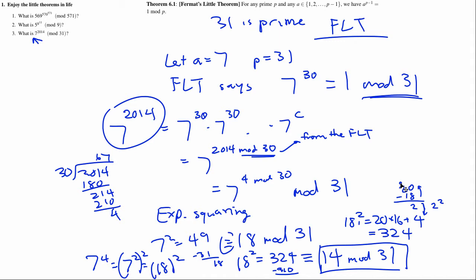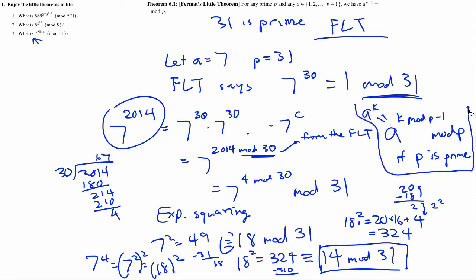The main thing here is we can generalize from Fermat's little theorem to tell us that we can have a to the k mod p minus 1 mod p if p is prime. Or a to the k equals a to the k mod p minus 1. And this is just easily derivable from Fermat's little theorem, but it's a really handy shortcut because it basically summarizes what we're doing here when we've split up 2014 into these little pieces of 30. Excellent. So that is problem 1.